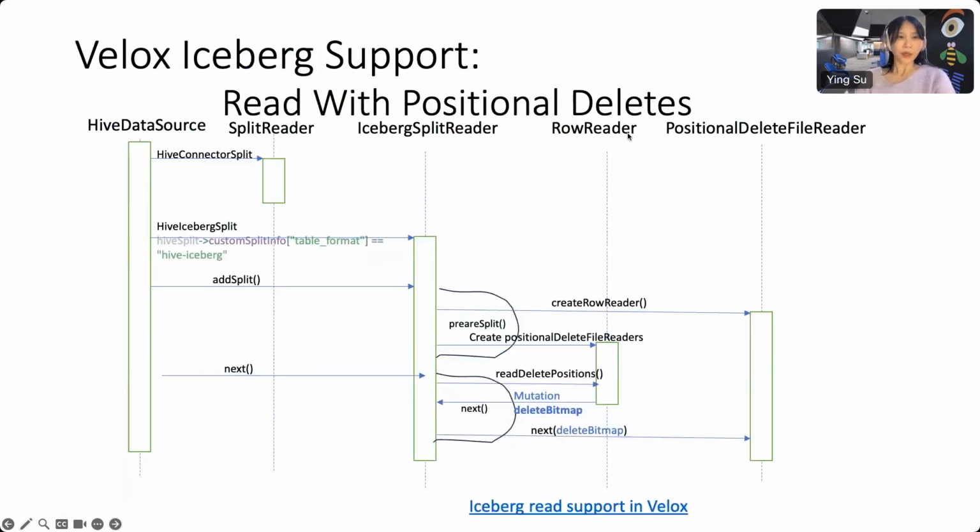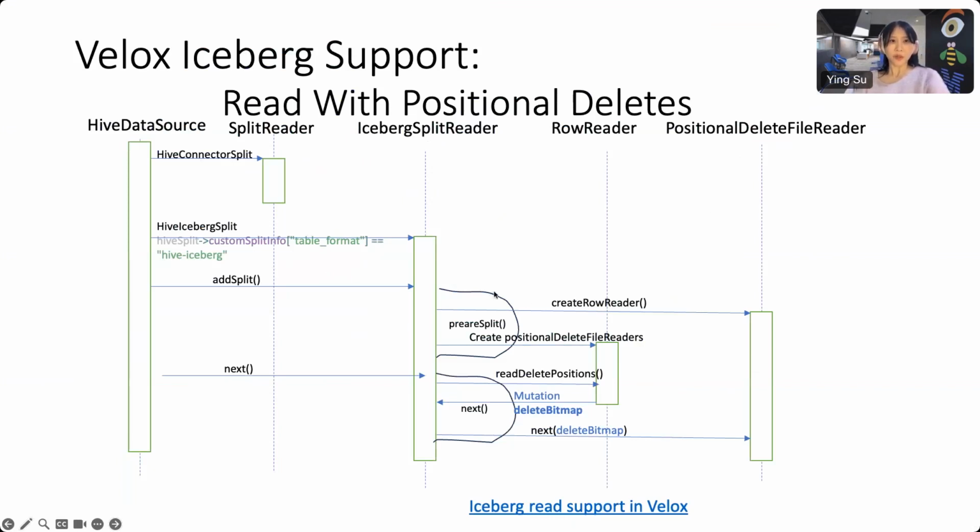All right, so to make the Velox processing work, we have introduced the Iceberg split reader, which is a subclass of the split reader that specifically handles Iceberg splits. We identify the Iceberg splits by checking the custom split info in the Hive split. When it's a Hive Iceberg split, then the Iceberg split reader will be created.